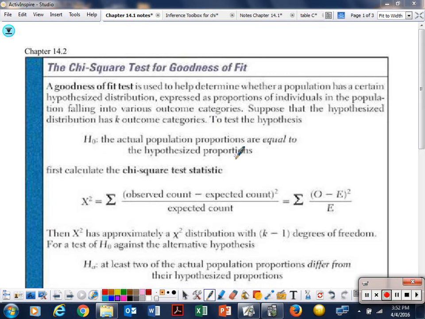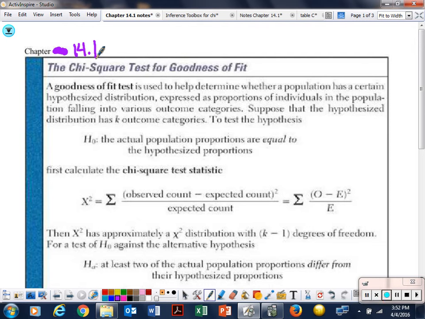All right, welcome to chapter 14.1, the chi or chi-square test for goodness of fit. It doesn't matter which way you say it. You will notice that it is not 14.2, it is chapter 14.1. So please correct that if it has not already been corrected.